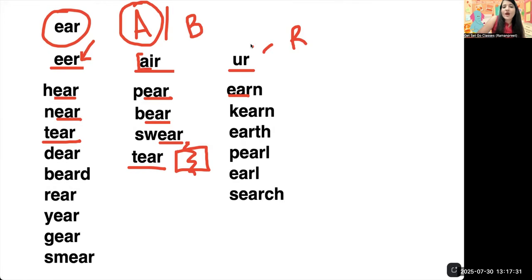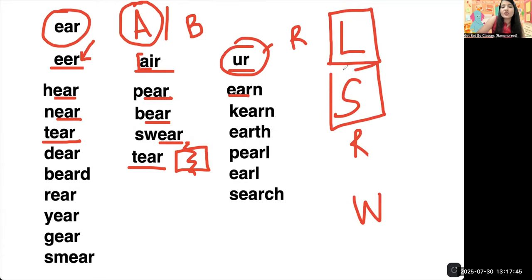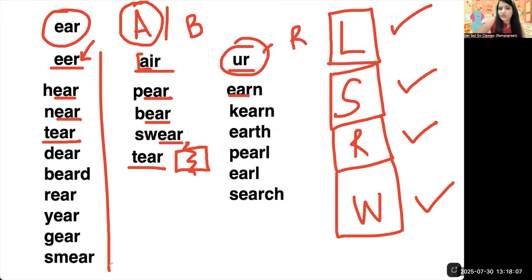Now, the point is how do we teach our students these? So basically, always follow the LSRW approach. English is a language which confuses many of us, as elders and as kids. But the basic thing is that if you are making your children, students aware of these words, and if they're listening to these words and speaking these words, then we expect them to read these words correctly, and then we expect them to write these words correctly. So day one, you can introduce ear words first. Day two, you can introduce air words, and then urr words.